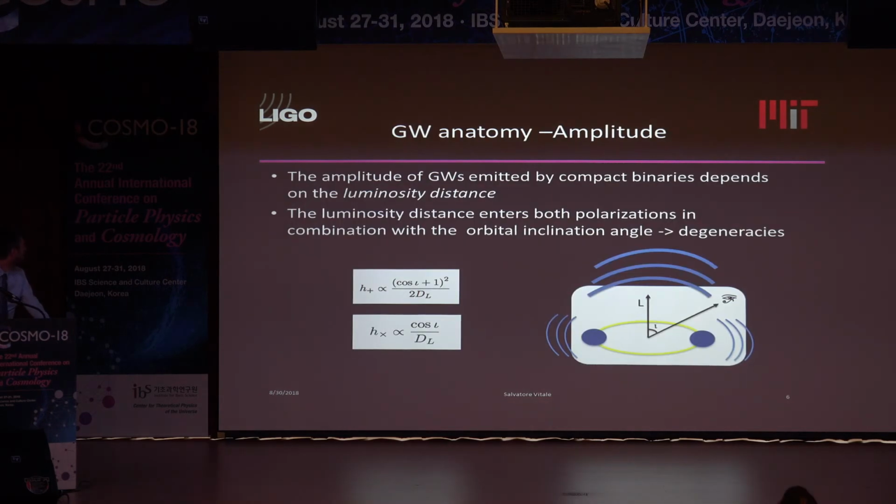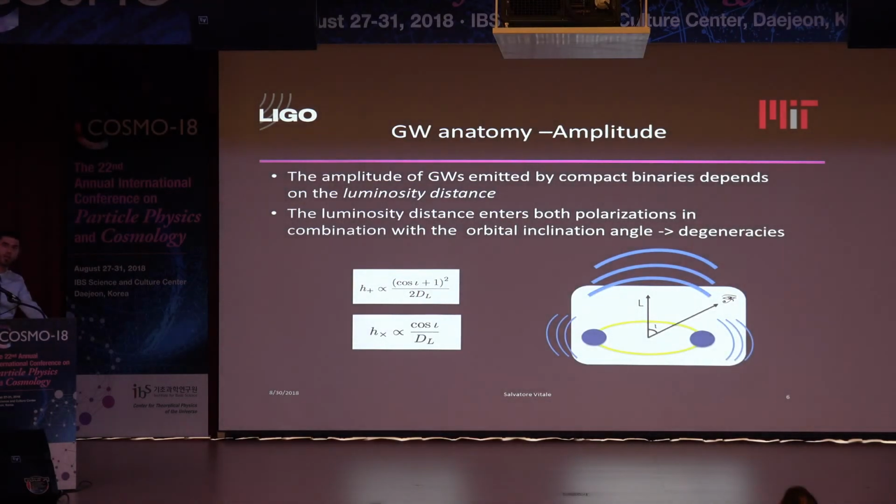And the reason is that the amplitude of a gravitational wave, which, as you know, comes in two polarizations, we have seen this a few days ago, plus and cross. Well, in both polarizations, the amplitude of the signal goes like 1 over the luminosity distance. Okay, so by measuring the amplitude, which is measuring the signal-to-noise ratio, I can tell you something about the distance. There is a slight complication here, which will become important later.